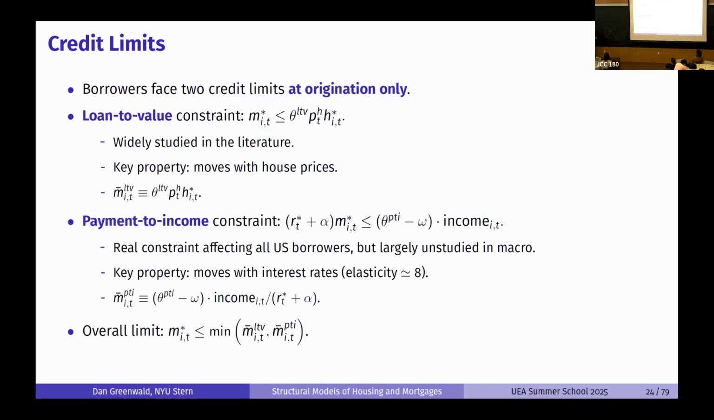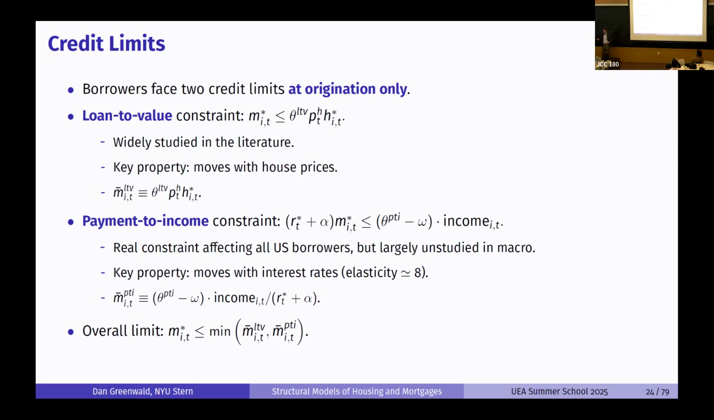So the borrowers are going to face two limits at origination only. And actually, this is kind of important, right? Once you have long-term debt, and this is a mistake that a lot of models made, if you do one period debt, people are applying these limits every period. But this is kind of a problem, right?